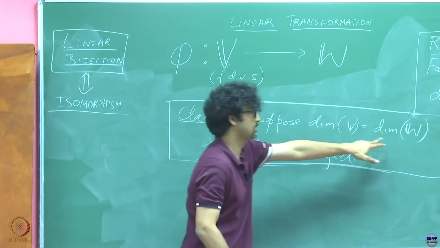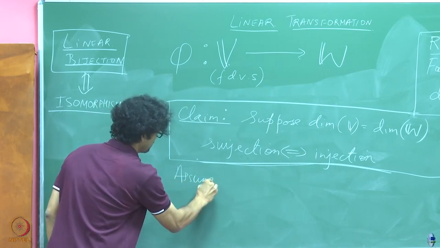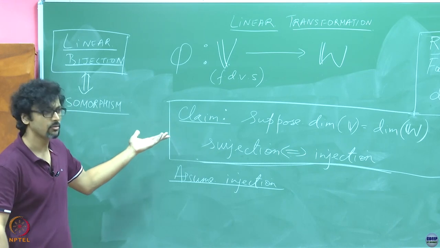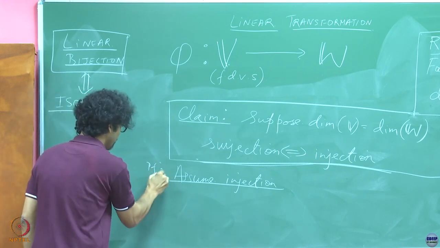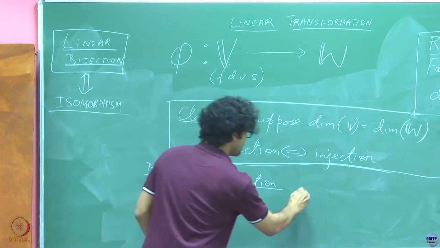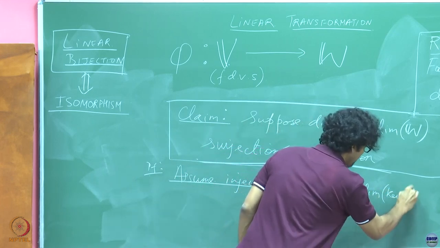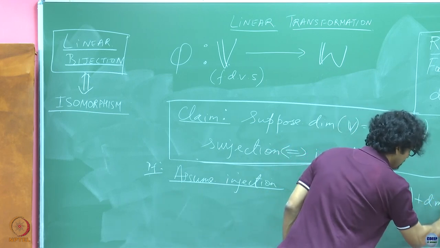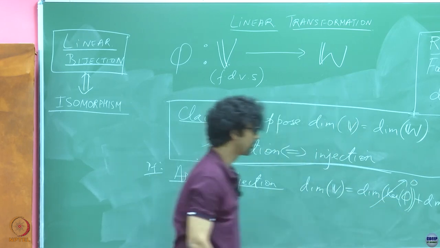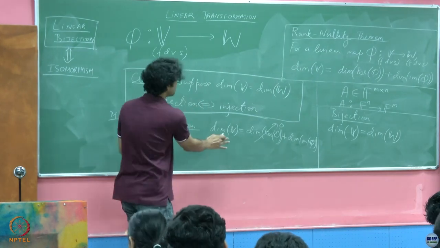So how do we show this? Of course, this is a base that we have to build it on, so this is going to be true anyway. Assume injection. It's just what we have done a while back. Just for the sake of this proof, I'll have to rewrite this. Assume injection means what? The equivalence condition is that the kernel of phi is 0, right? So dimension V is equal to dimension kernel phi plus dimension image phi. But this, of course, is 0. What do I know about dimension V? Dimension V is equal to dimension W.